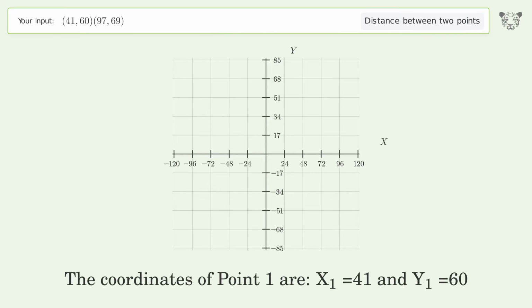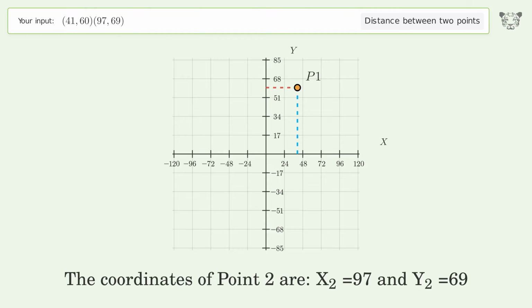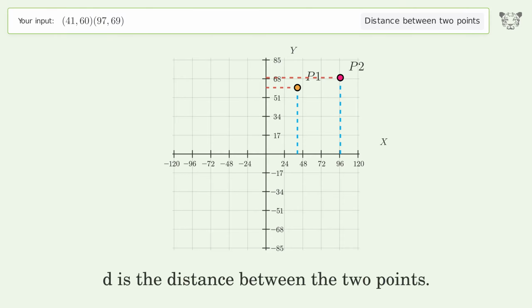The coordinates of point 1 are x1 equals 41 and y1 equals 60. The coordinates of point 2 are x2 equals 97 and y2 equals 69. D is the distance between the 2 points.